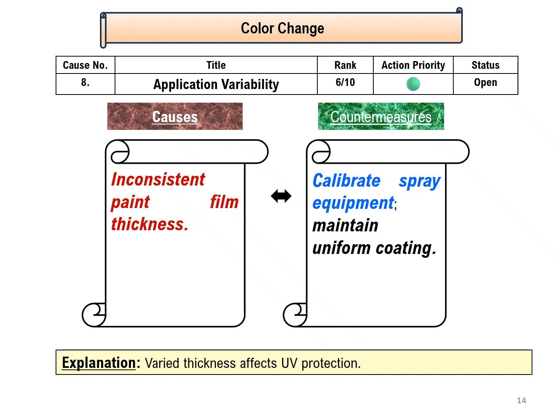Number 8 important reason for color change: application variability, that is, inconsistent paint film thickness. Varied thickness affects UV protection. Therefore, calibrate spray equipment to maintain uniform coating.